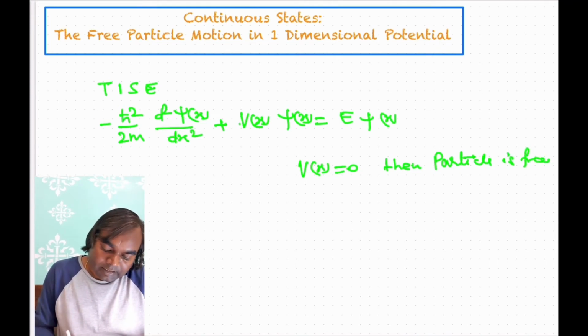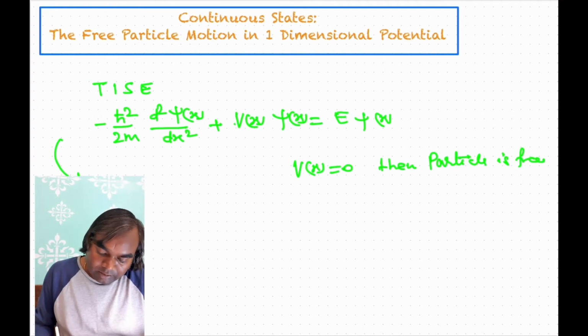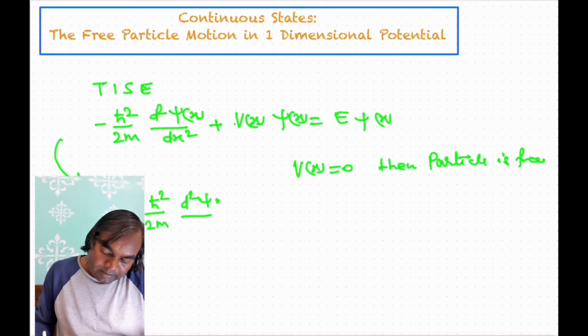Therefore, in that case, the Schrödinger equation reduces to minus h cross square by 2m d2 psi(x) by dx square is equal to E psi(x).